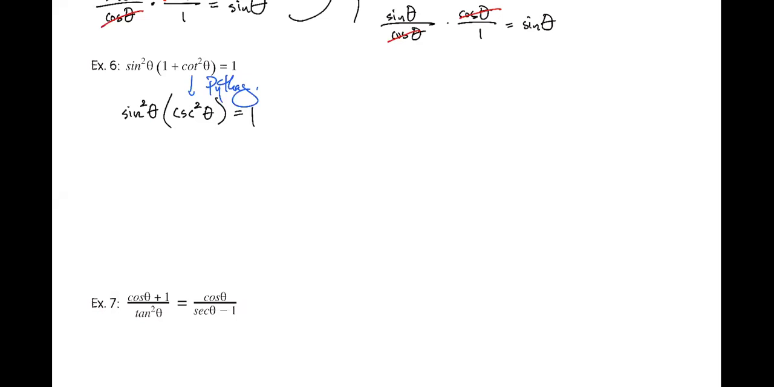Yeah, we could use the reciprocal identity. We could think about that like, what if we change everything to sine and cosine? We can see that cosecant squared turns into 1 over sine squared. Okay. And now I think it's a pretty straightforward reducing, and we're going to get 1 equals 1. Okay.